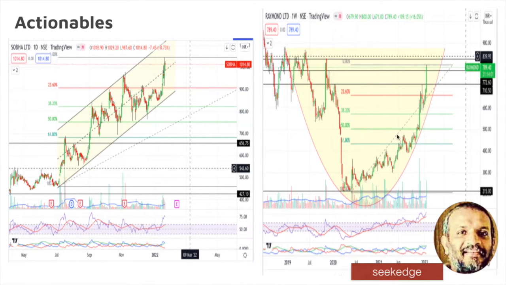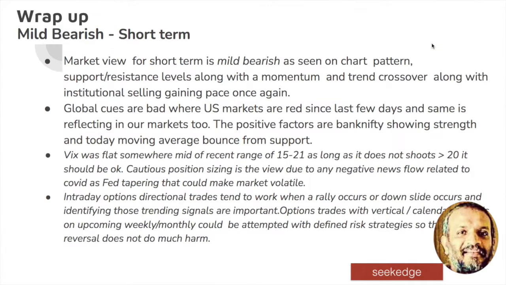Shoba Limited. Raymond is having a rounding bottom on the weekly and is very close to a breakout, so keep that on the watch list. The momentum is good and the volumes are extremely good, huge volumes. The trend is also bullish, on the weekly candle as well as the daily. Watch out for the neckline, and if it breaks out, you can go for positional or swing trades on Raymond and Shoba.